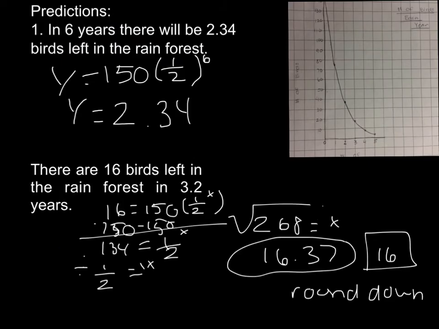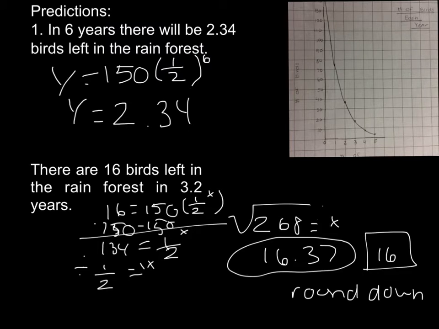Okay, so for our graph, the y-axis is the number of birds, and the x-axis is the number of years. And it's titled number of birds each year. For our first prediction, in 6 years there will be 2.34 birds left in the rainforest. You do y equals 150 times 1/2 to the 6th power for the 6 years, and then you solve that and you should get y equals 2.34.